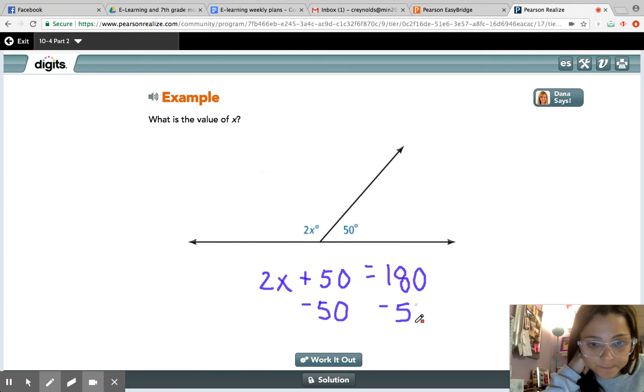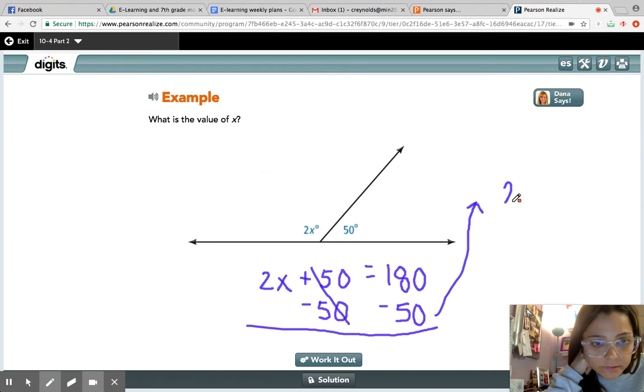When I do that, 50 minus 50 cancels out. 180 minus 50 gives us 130, and I'm going to bring this over here because I'm running out of room. Draw my little arrow. So I'm left with 2x equals 130 degrees. And now you need to solve for x.